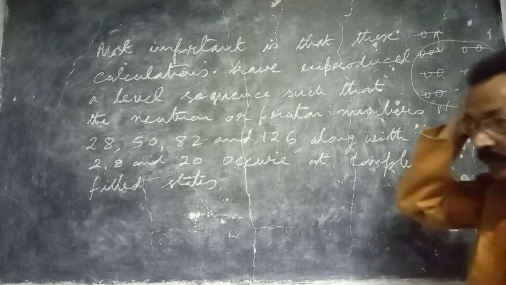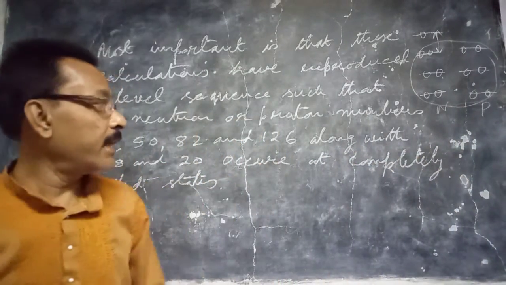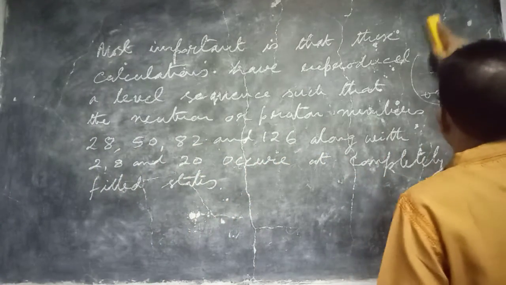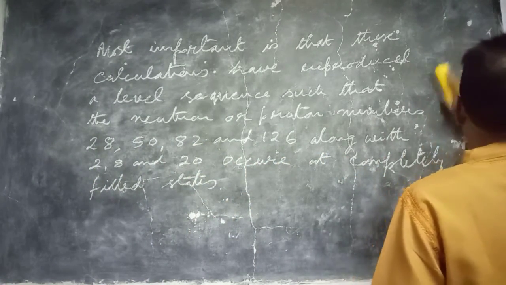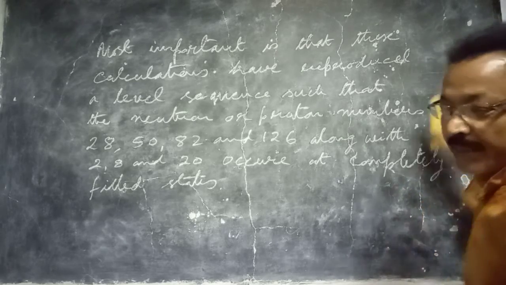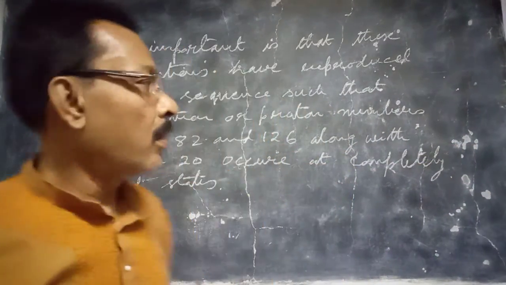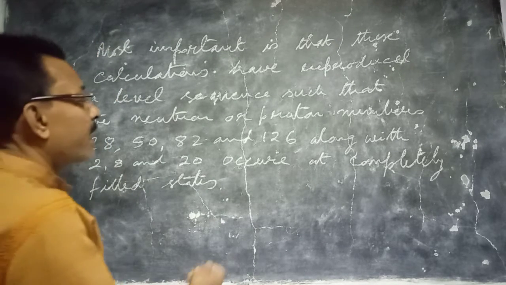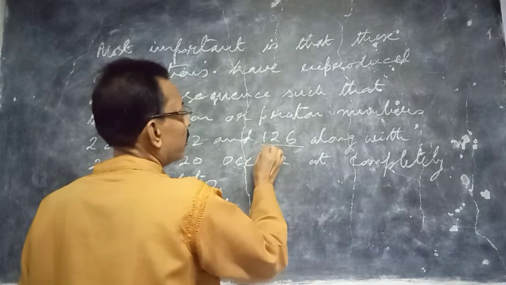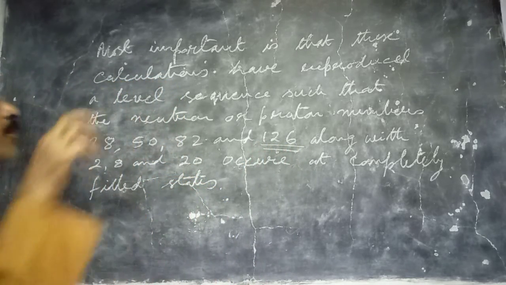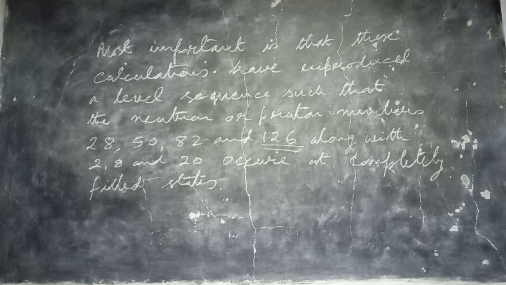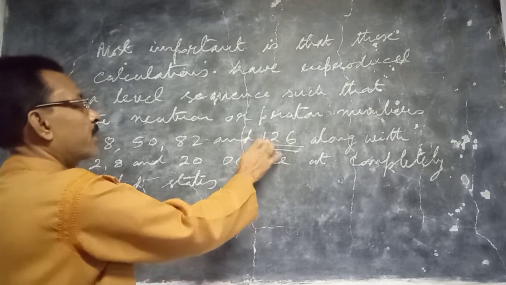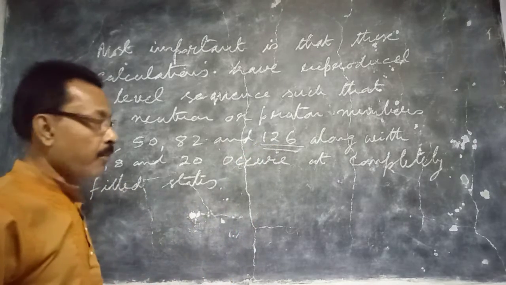Therefore, with these numbers the shells are completely filled, closed shells, and these numbers behave like the inert gases in atomic physics. But this 126 is not produced. Instead of 126, 114 comes. So with some modification in the potential form, one can reproduce this instead of 114.